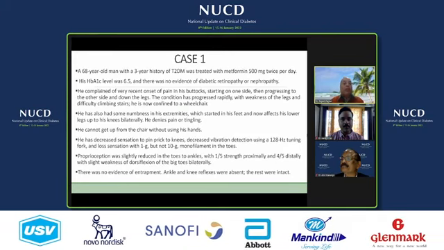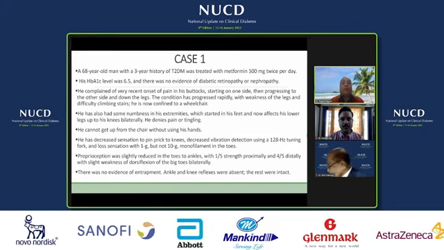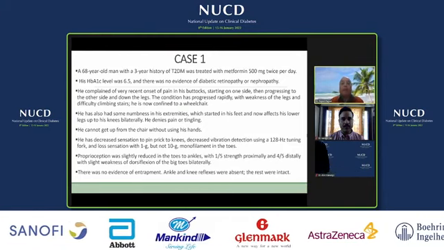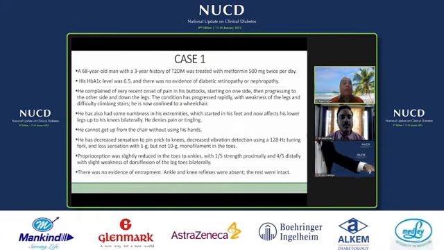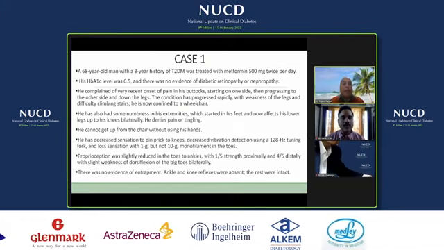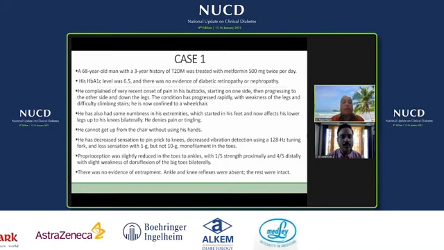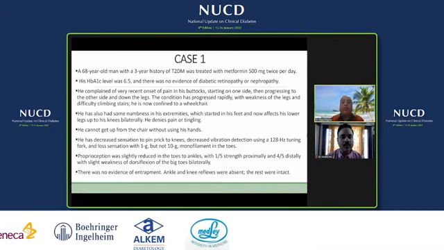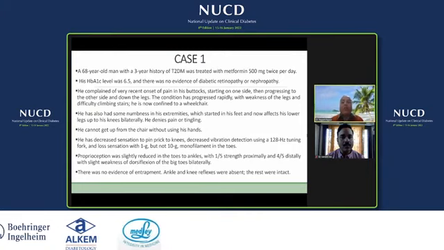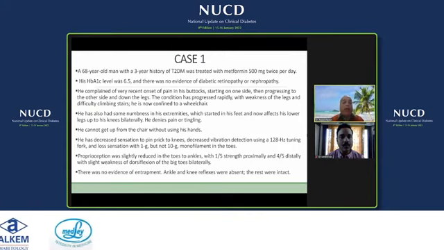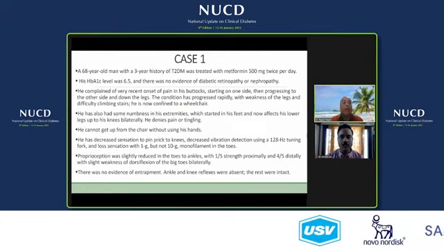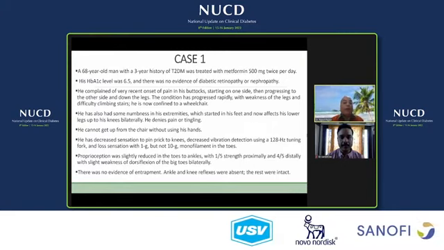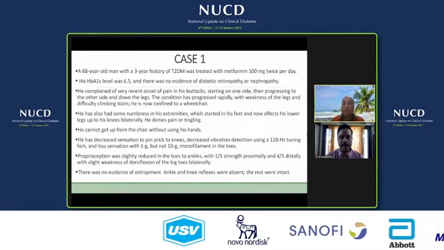HbA1c is 6.5. The patient complains of recent onset of pain in the buttock, which moved to the other side, also associated with weakness of the leg and difficulty in climbing from chairs. If we see, proprioception is slightly reduced from toe to ankle. He has a strength of 1/5 proximally, while the distal strength is almost normal, 4/5, and there is no evidence of entrapment. Ankle and knee reflexes are absent, the rest are intact, and the 10 gram monofilament sensation is preserved.